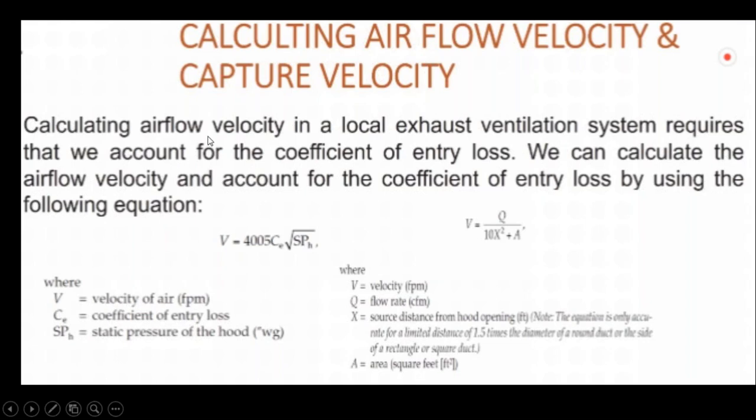We have to calculate capture velocity, phase velocity, and transport velocity. What is capture velocity? There should be enough velocity in the air that can catch the contaminant from the point of generation, and it can transport it through the ducts. The minimum quantity of velocity which can capture contaminants is called capture velocity.